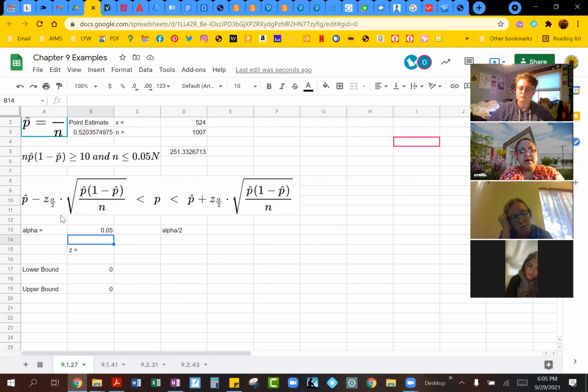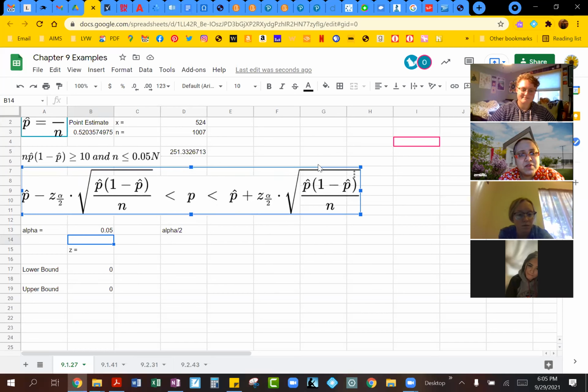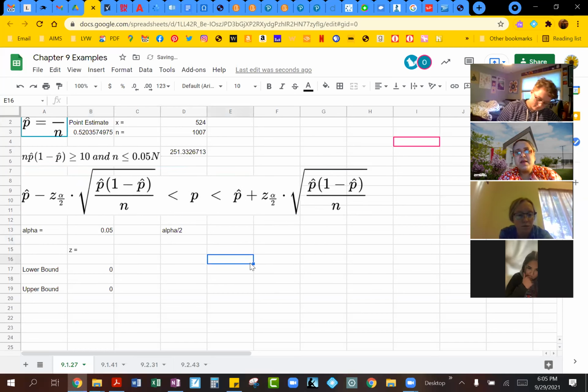And then, I kind of wish this let me make my screen bigger, but it won't. So I'll just make the formula larger. The reason why we're calculating alpha and alpha divided by 2 is you will see in this little formula here for our confidence interval, you have the z sub alpha divided by 2. And to calculate our z score, we need to know what that alpha divided by 2 is. So that's kind of where we are starting out with this problem.